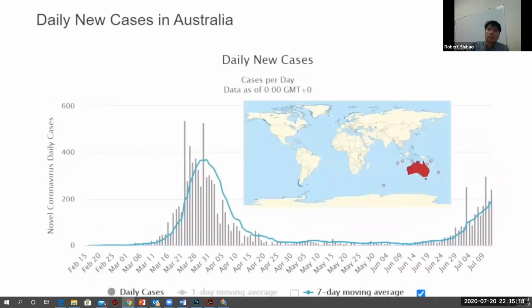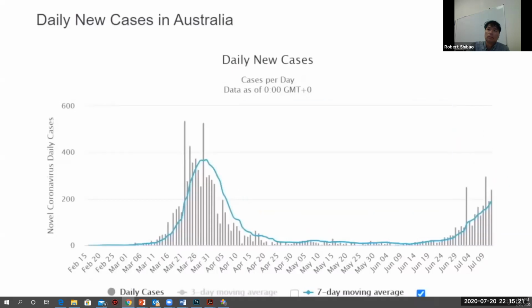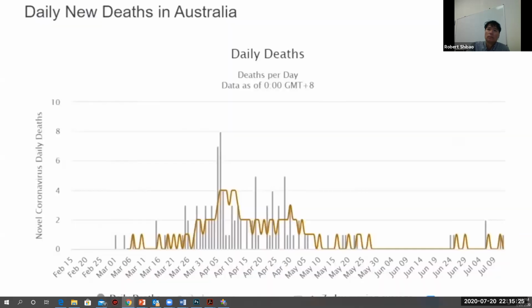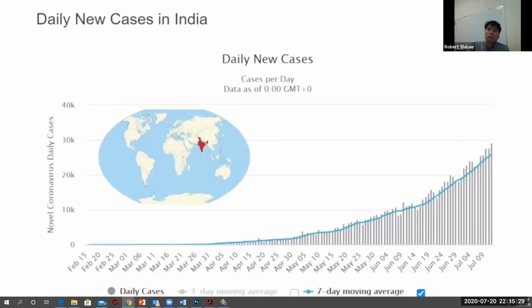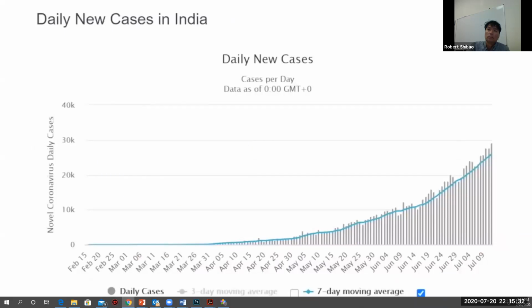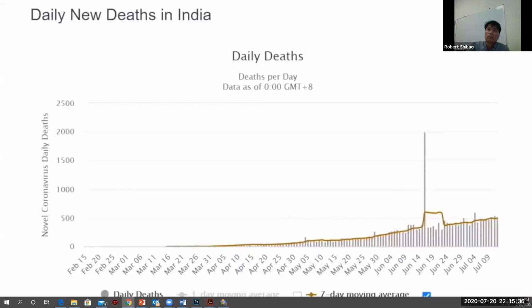We've been watching Australia, but it's winter down there, and we can see that there is an increase in the daily new cases. Currently, the deaths in Australia are negligible. India here, definitely an uptick in daily new cases that has been very consistent here over the last number of weeks. And we've seen a consistent increase in the daily deaths as well.